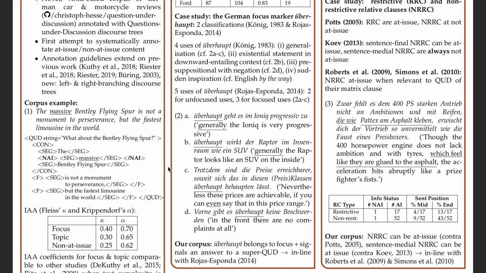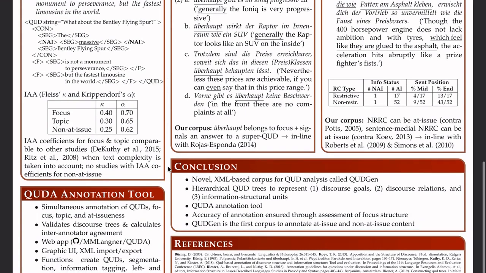We also developed an annotation tool that comes with the corpus. It's called QDA, which allows for simultaneous annotation of QUDs, focus, topic, and at-issueness. But also it validates discourse trees and allows calculating inter-annotator agreement. It's also available on GitHub, see the link. It has a graphic UI. It allows for XML import as well as export, so you can re-import files and share them amongst your team.